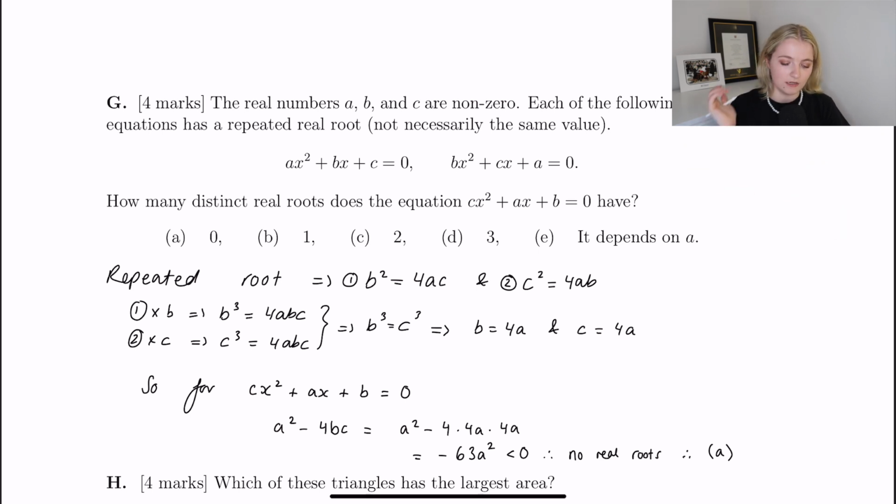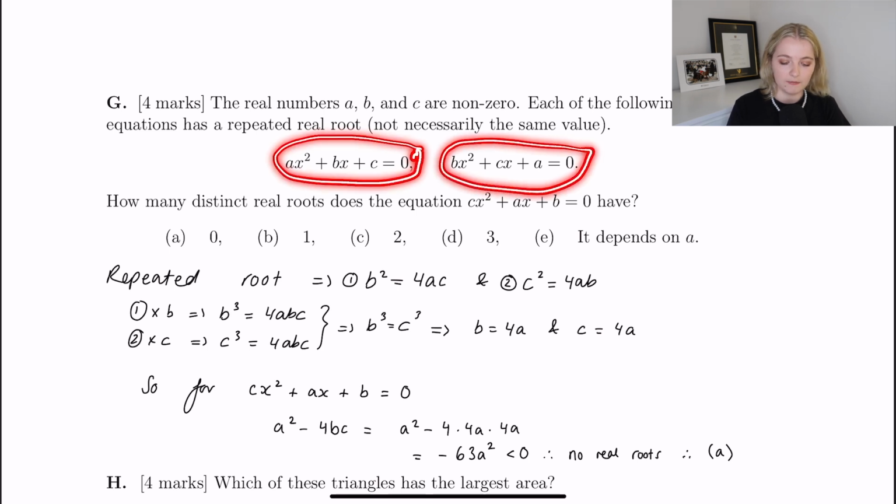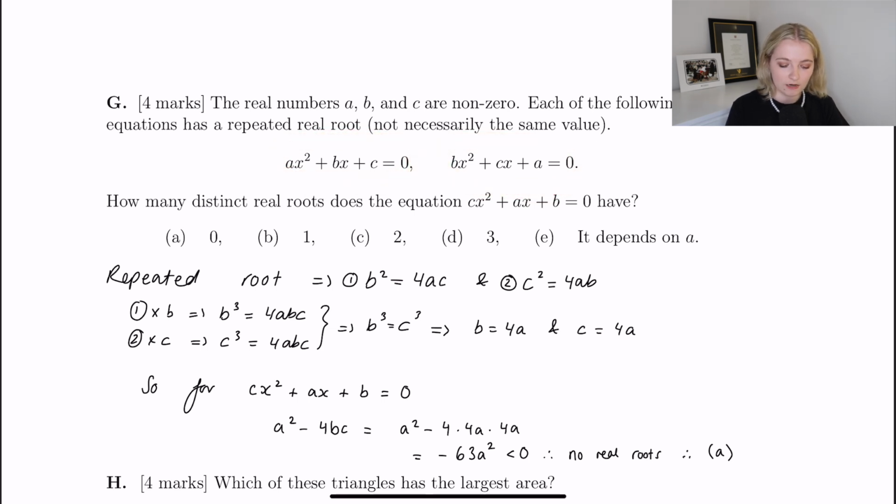Now what you might notice is, in this question we have the following quadratic equations. So we have the standard form of the quadratic equation here, as I just wrote out, but we also have a different equation here. It's still a quadratic equation, but just b, c and a are in different places. And the question says, how many distinct real roots does the equation of this have? And then we have to determine whether it's 0, 1, 2, 3, or it depends on a.